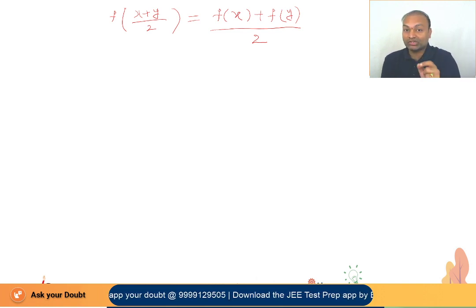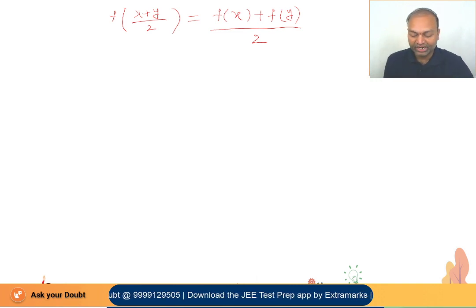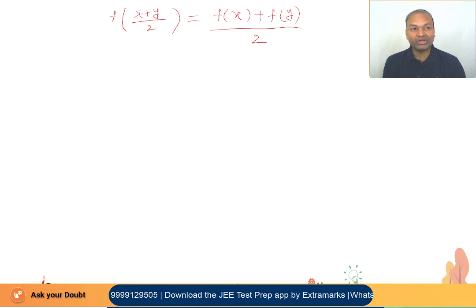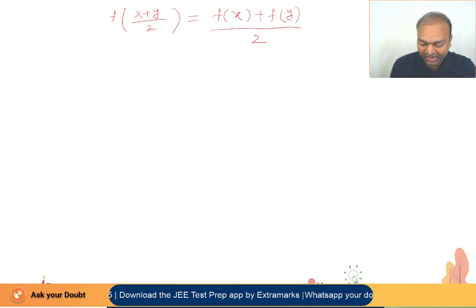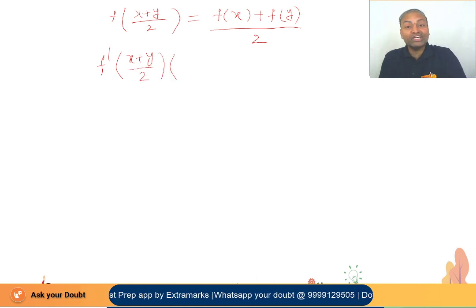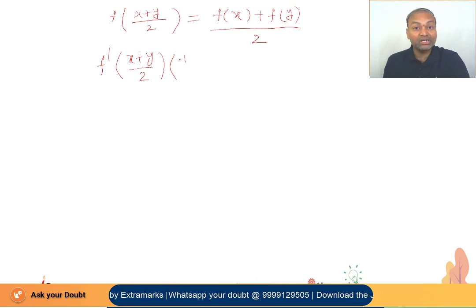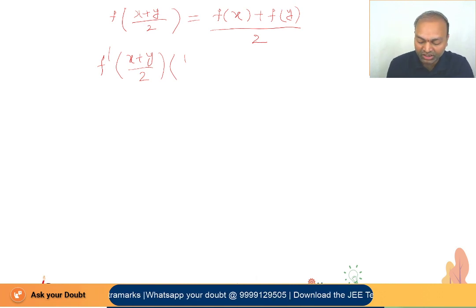Last session we discussed that word partially. Partially means treat y as constant. Now it is in the form of f of x. F of x derivative is f dash of x. So f dash of (x + y)/2 into the derivative of (x + y)/2. X derivative is 1, y is constant, constant derivative is 0. So by 2 is equal to, on the right side you observe this one.